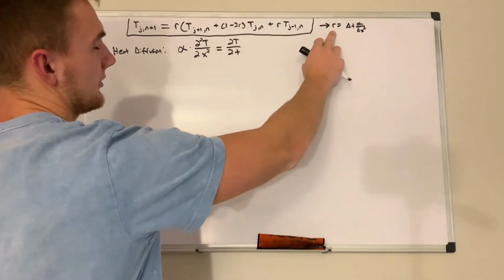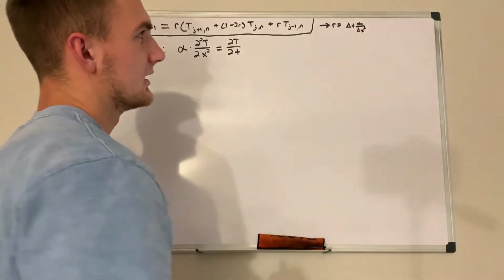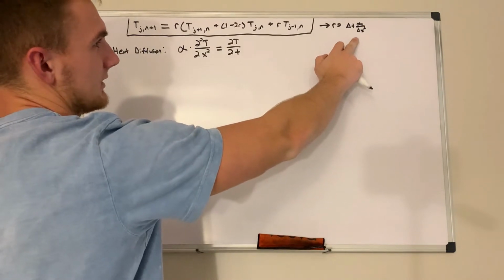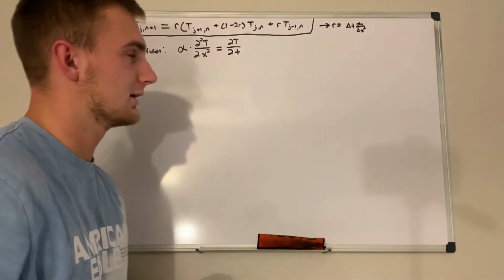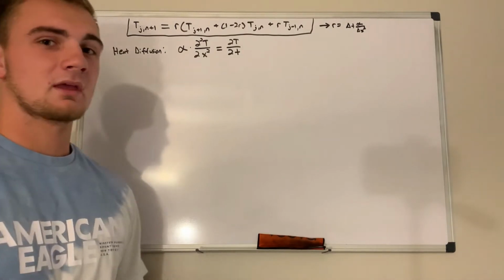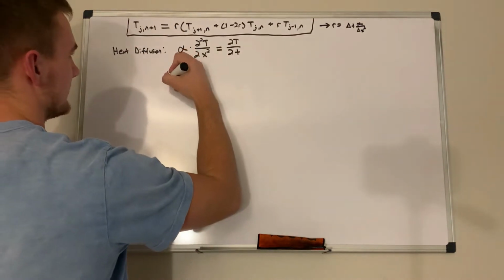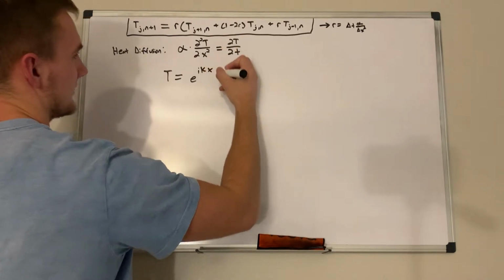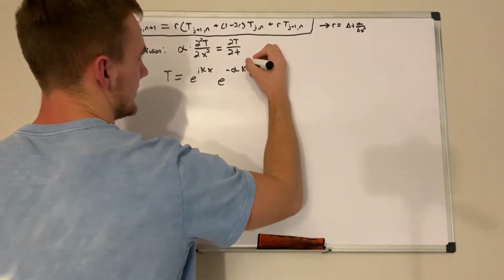Again, we know that this R we're just using as a parameter, and that R is delta t times the thermal diffusivity alpha over delta x squared here on the bottom. And what I've written out here is the heat diffusion equation. What we found is that a solution to the heat diffusion equation is T equal to e to the i k x multiplied by e to the negative alpha k squared t.